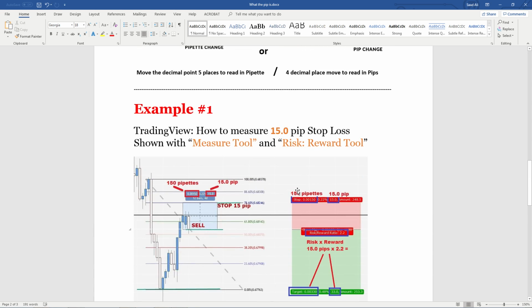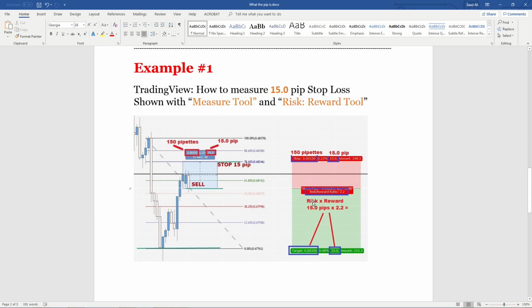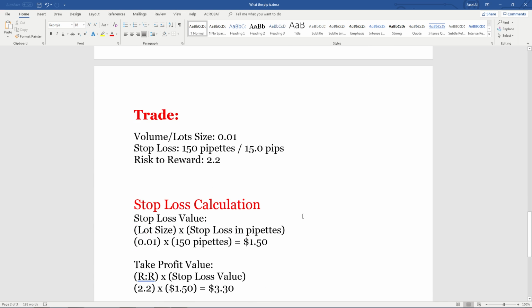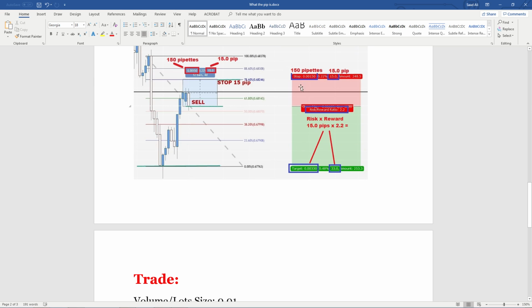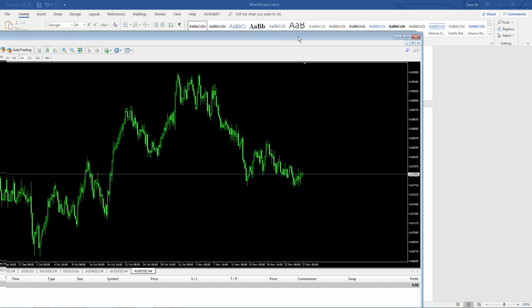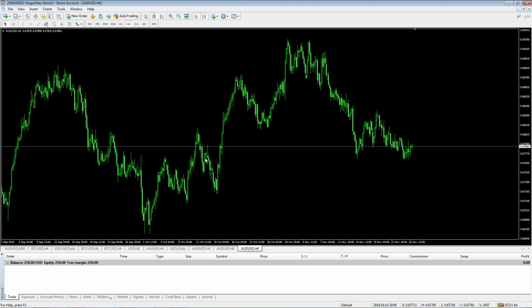So now that you know the definition, you know how to use the TradingView tool to measure your stop loss in pips and pipettes. Now we're actually going to go to an example of when we place a trade and use our stop loss that we calculated up here. So right here we calculated our stop loss is 150 pipettes or 15 pips. So I just wrote it down here. Our stop loss is 15 pips or 150 pipettes. Our volume or lot size, you need to remember, is from here. This is Hugo's Way MT4. So when we go to place a trade, you just hit new order.